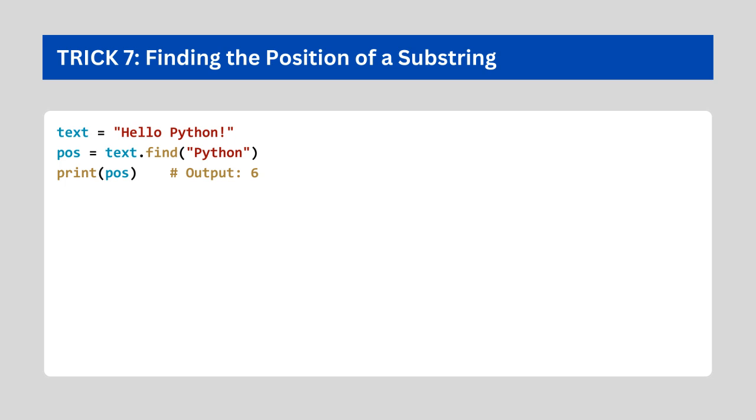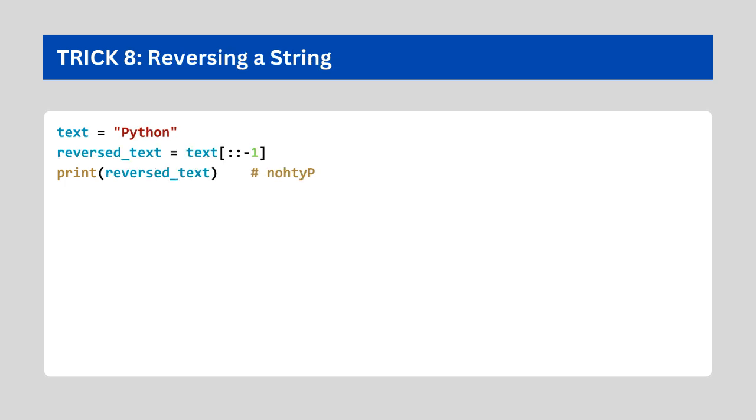Need even stricter error handling? Use the index method, but be careful. It throws an error if the word isn't found. Trick 8. Reversing a string.